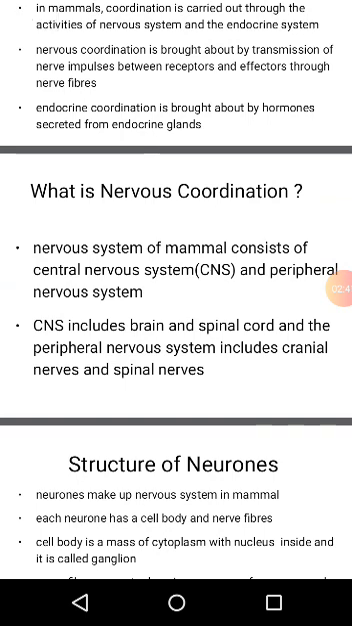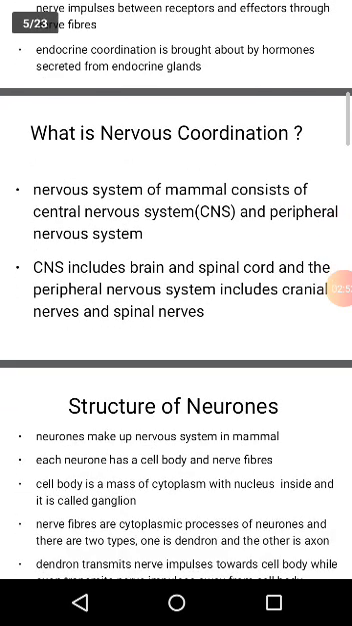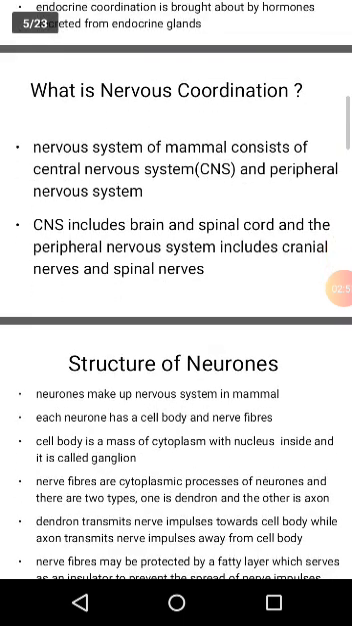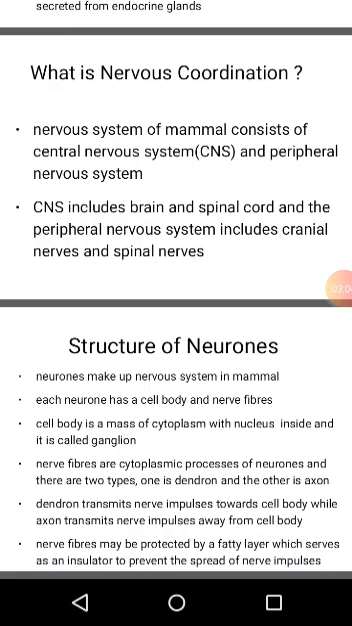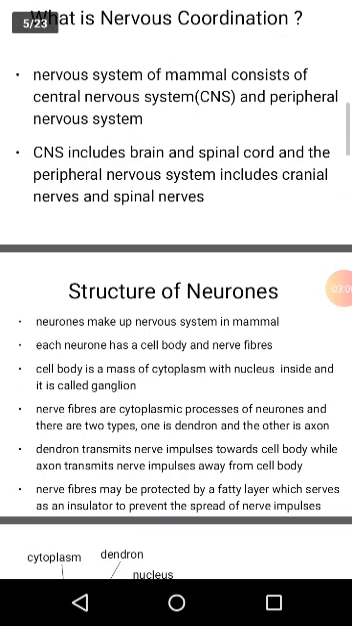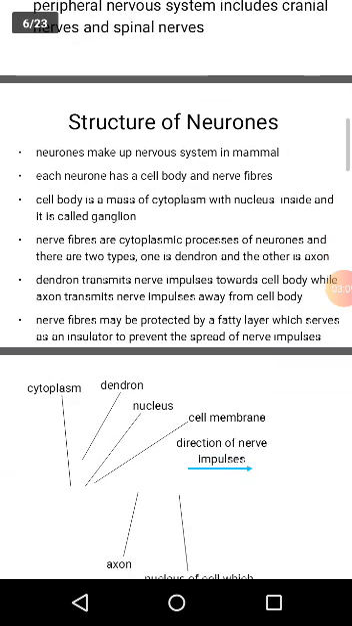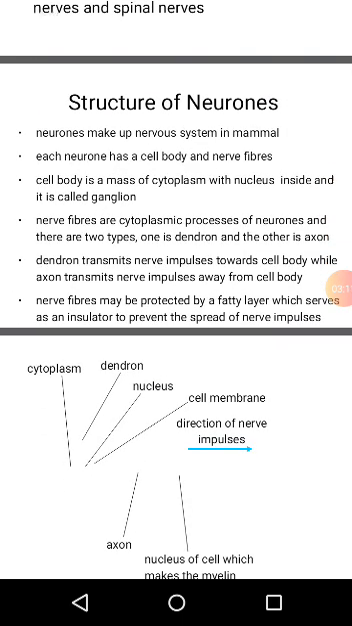Nervous coordination is brought about by the central nervous system and the peripheral nervous system. The central nervous system includes the brain and spinal cord, and the peripheral nervous system includes cranial nerves and spinal nerves. Cranial nerves are the nerves associated with the brain, and spinal nerves are those arising from or associated with the spinal cord. Before starting with the brain, we have to discuss the structure of the neuron.